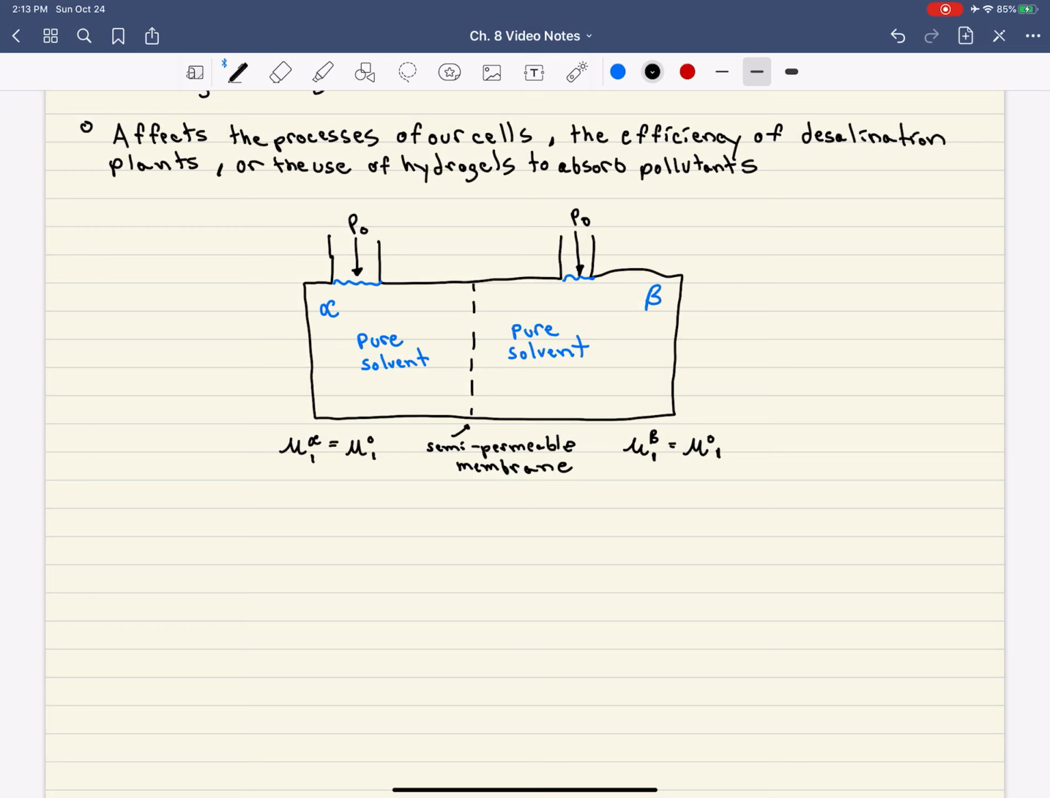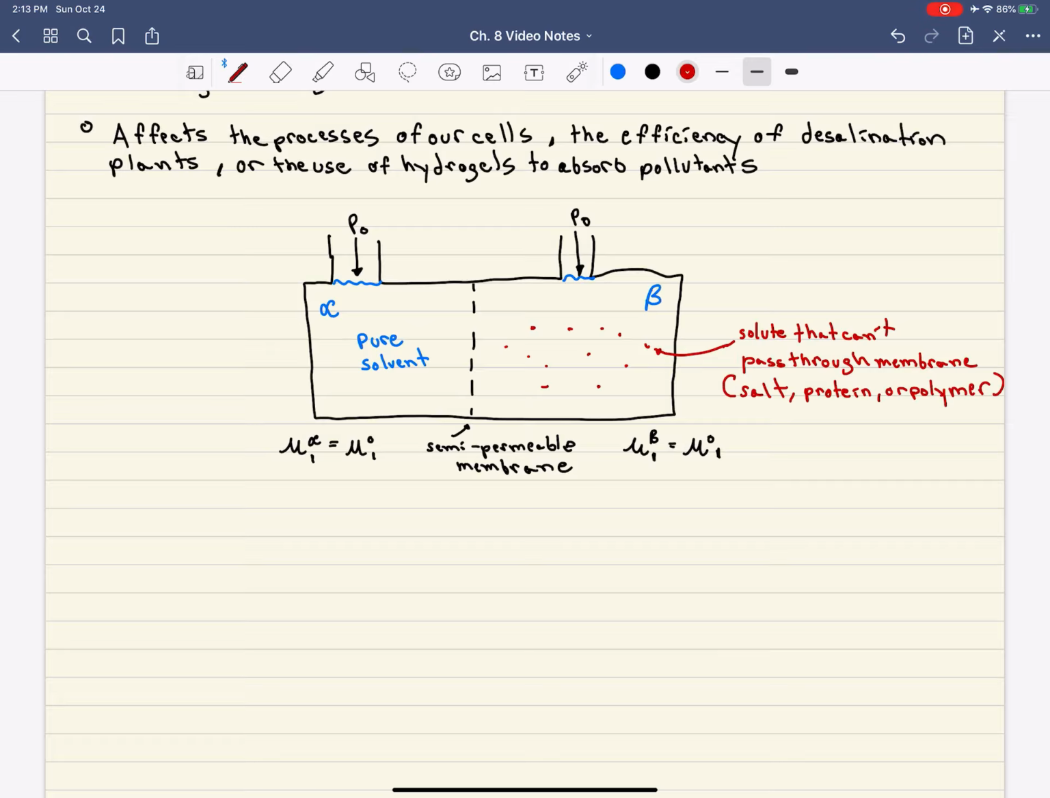But then, let's say at some instant of time, in compartment beta, we spike it with a small amount of solute. Let's say this solute is something that can't pass through the membrane. Some examples you could think of would be some type of salt, or it could be a bigger molecule like a protein, or even a polymer chain. In any case, it's something that can't pass through this membrane. The membrane has holes, and the solute is bigger than those holes, so it just can't fit through.